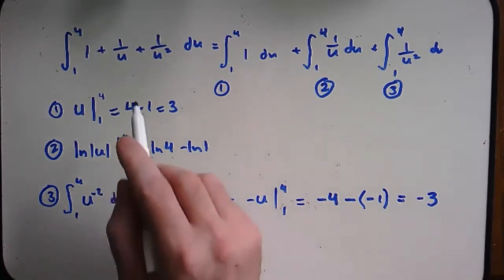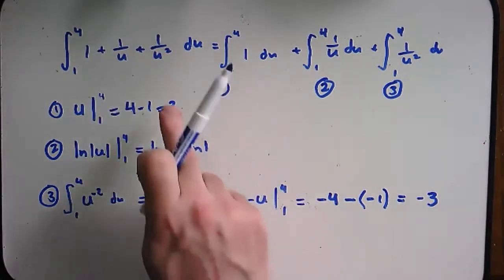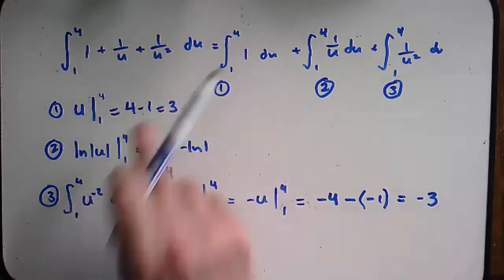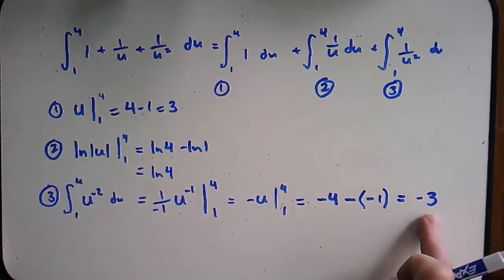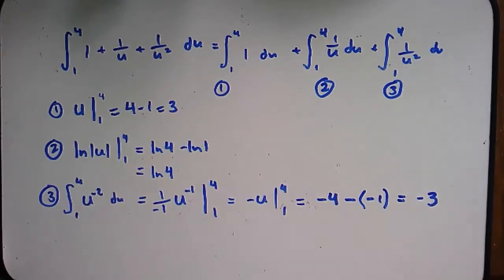Okay, so then to finish our problem, we can just add these things together. So we have 3 and minus 3. It's kind of nice. Did I do that right? Yeah. 3 and minus 3 will cancel, and our final answer will just be natural log of 4.